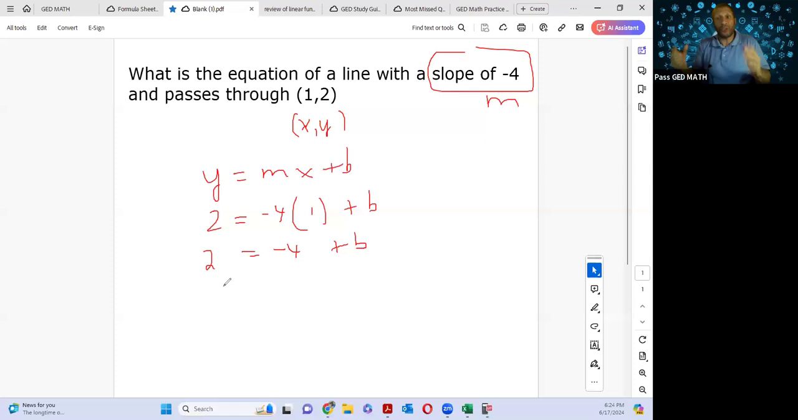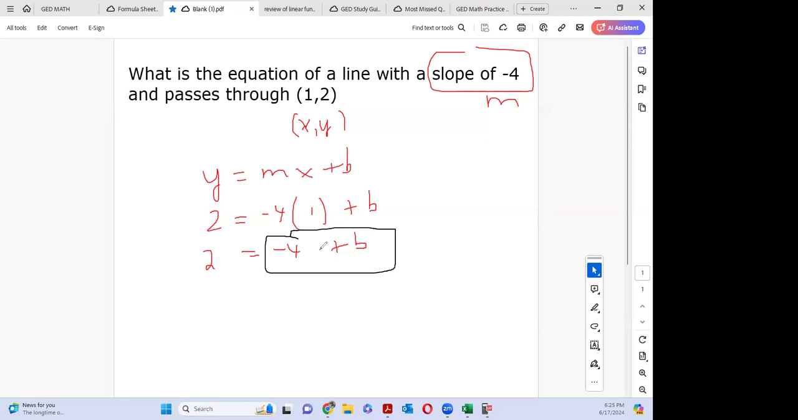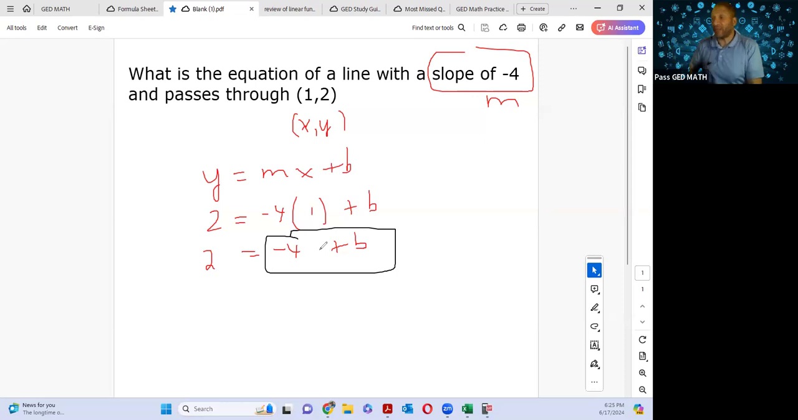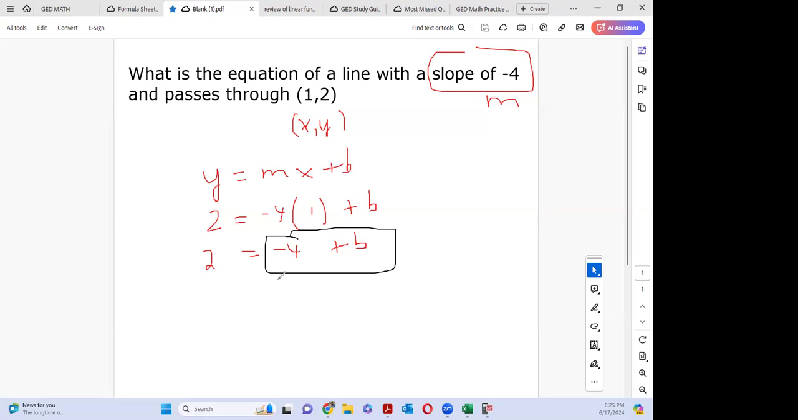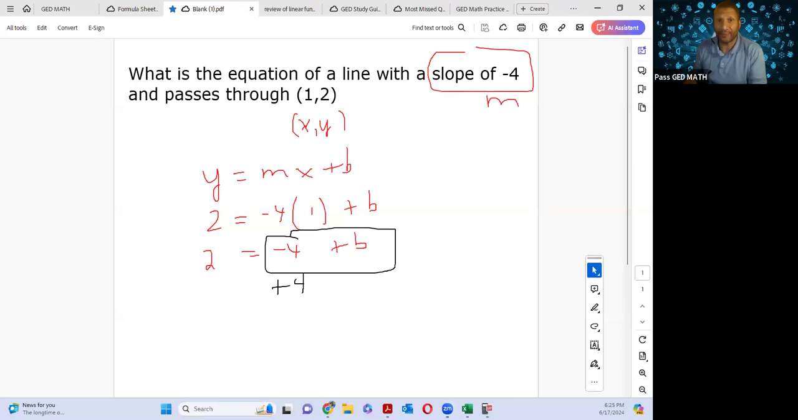Watch this. Ask the question: I need to get b by itself. I need to solve for b. B is on the right side of the equation. On the left side, I just have the number 2. On the right side, I have -4 plus b. It's common sense if you keep saying it. If I need to get b by itself, which one do I need to get rid of? -4. What's the opposite of -4? +4. Whatever I do on one side, I do on the other.